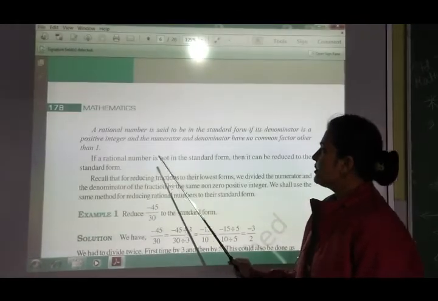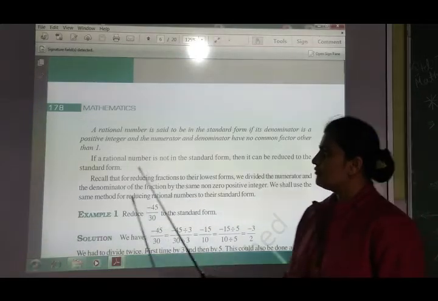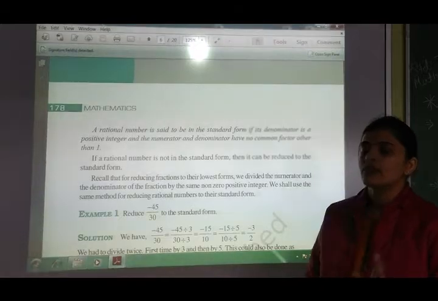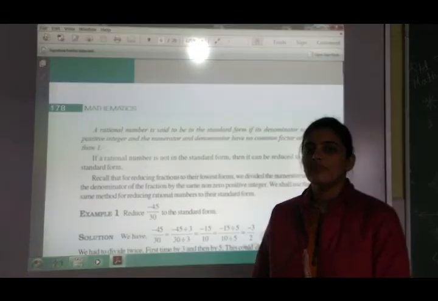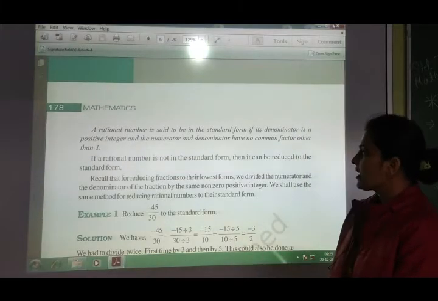If a rational number is not in standard form, then it can be reduced to the standard form. Now all the rational numbers will not be in the standard form. So if they are not in the standard form, then we can reduce them to the standard form. For this we will see the example.